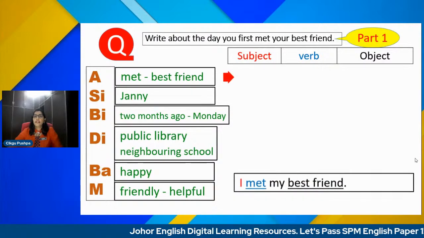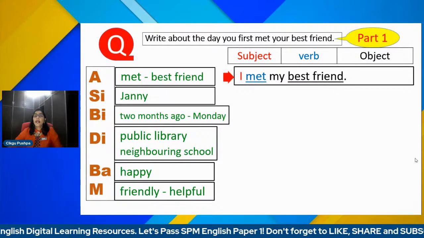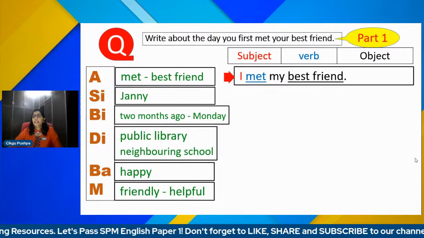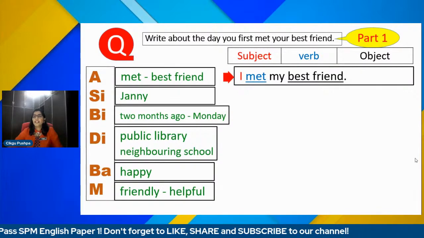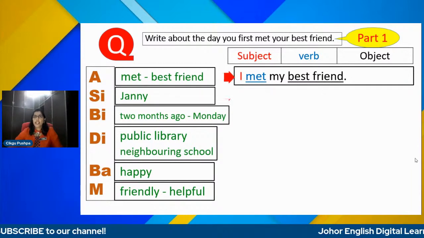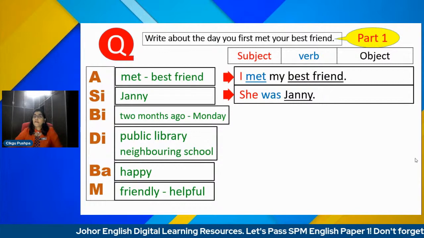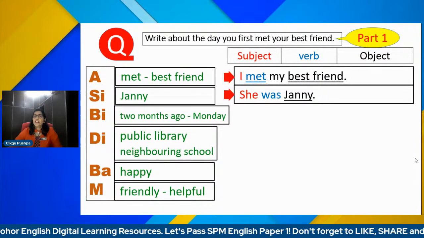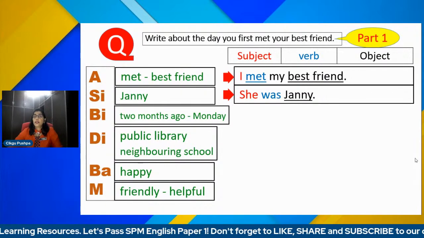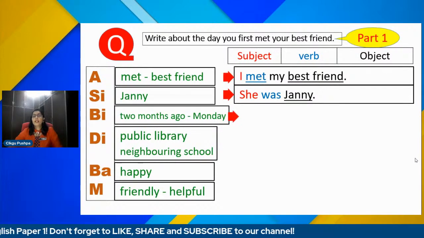Right, now let us see the first one. Clue, met best friend. So who? I met my best friend. Yes, your sentence is simple but grammatically correct. See, this is how you're going to help yourself. The next point is Jenny. So how are you going to construct? Yes, right. She was Jenny. Or you can just write, my friend's name was Jenny. Right? So construct sentences that you are familiar with. Let it be simple.